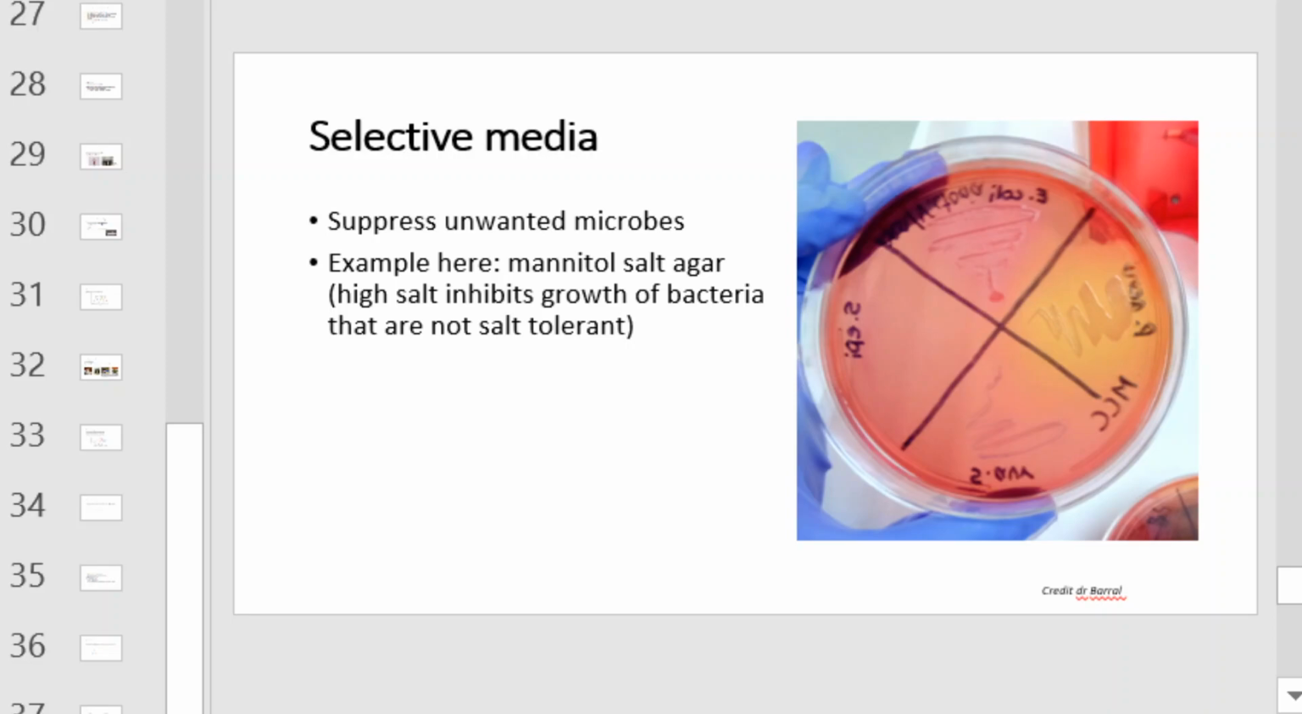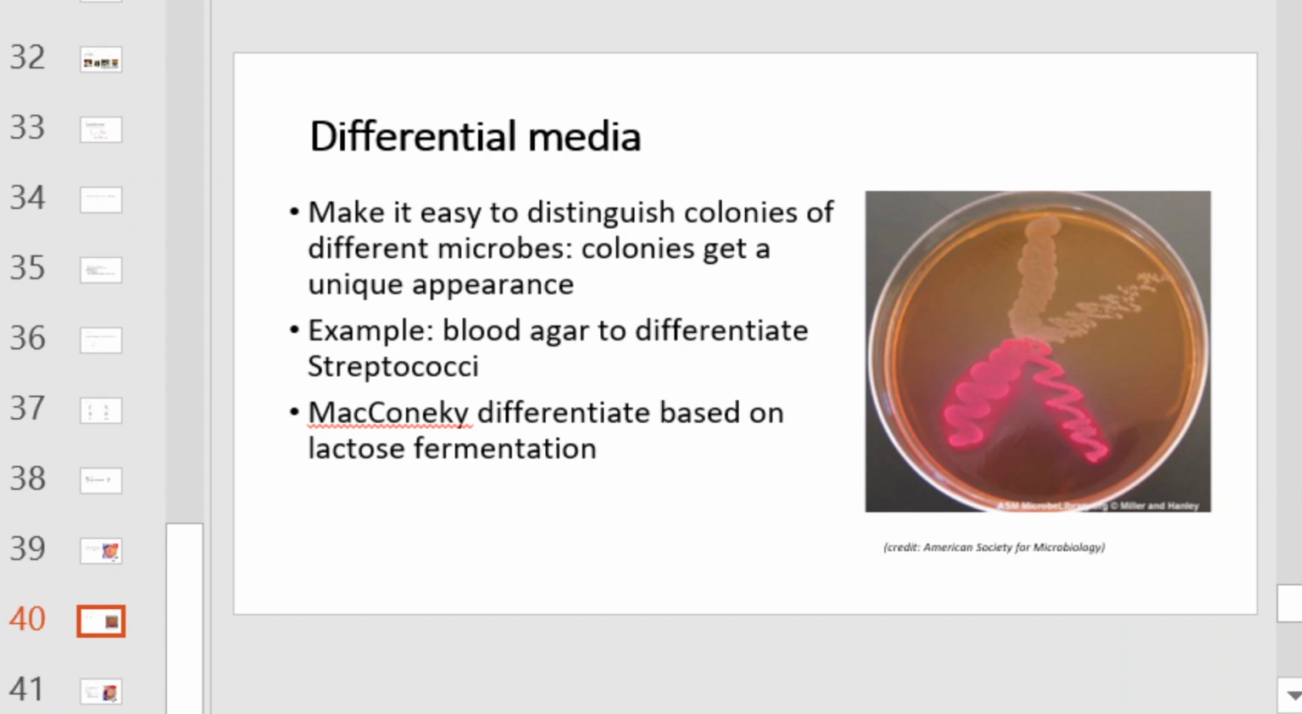Next, we have selective media. Selective media suppresses unwanted microbial growth. Here we have mannitol salt agar, which will inhibit certain types of bacteria that are not salt tolerant. Differential media is a media that makes it easy to distinguish colonies of different microbes. Colonies growing on differential media will often develop a unique appearance as a result of this growth. Here we see an example of blood agar that's used to differentiate streptococci.